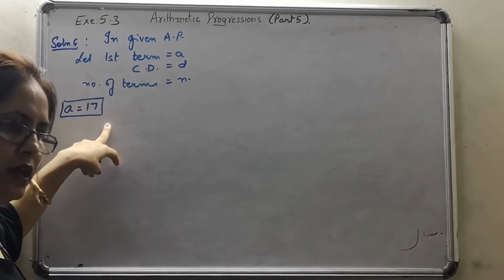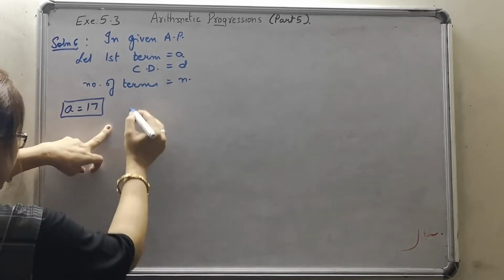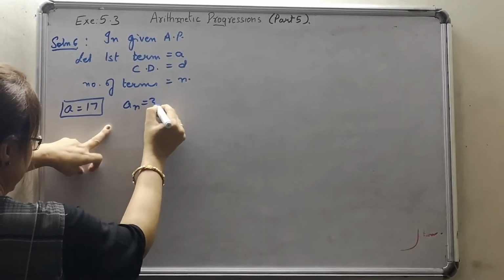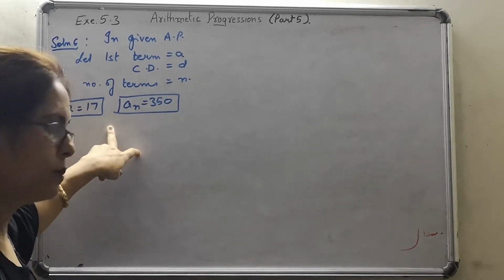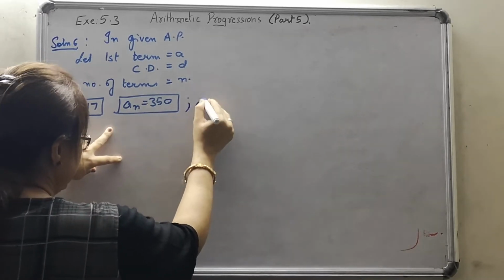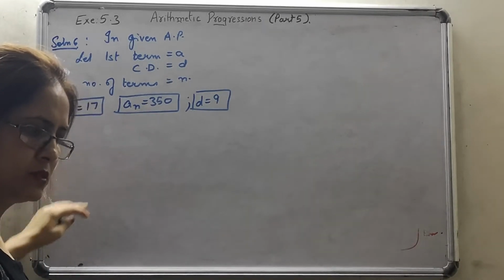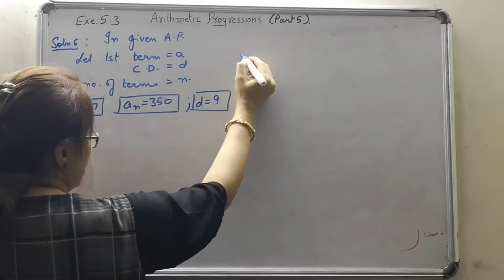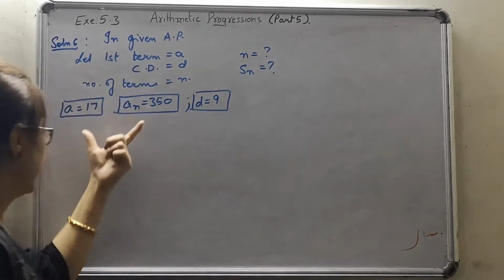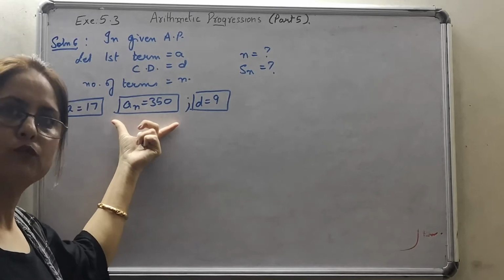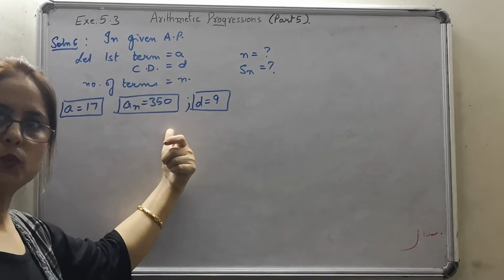Then it said the last term is 350. That means an or l is 350. Besides, it says the common difference is 9. That means d is 9. And we are asked to find out the number of terms and their sum. We have to find n and we have to find Sn as well. So here we just have an. It means we have to apply the formula of an where a is with us, d is with us, and we will be in the position to evaluate n.